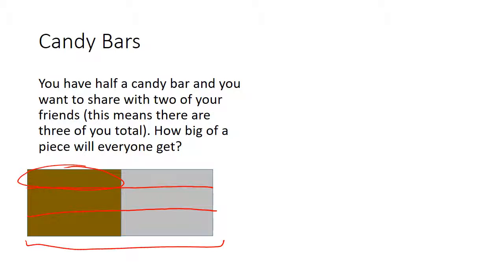Let's write that in an equation. We start out with 1/2, divide that by 3, and we discovered that equals 1/6. Let's try this again.